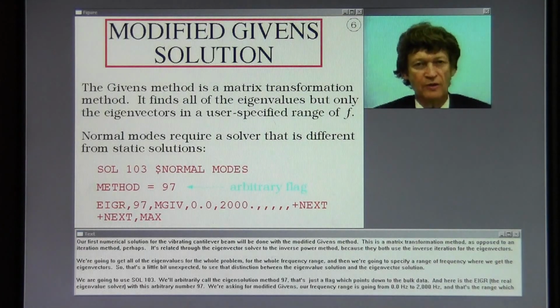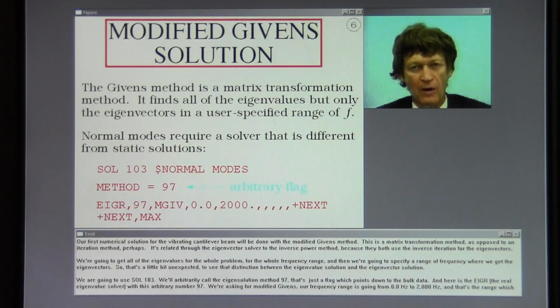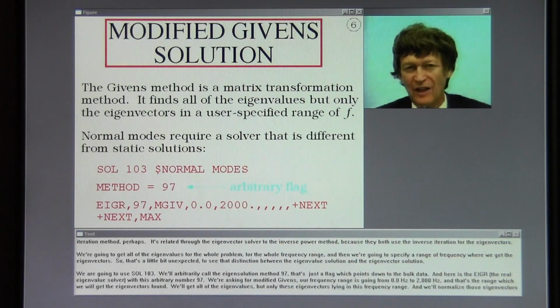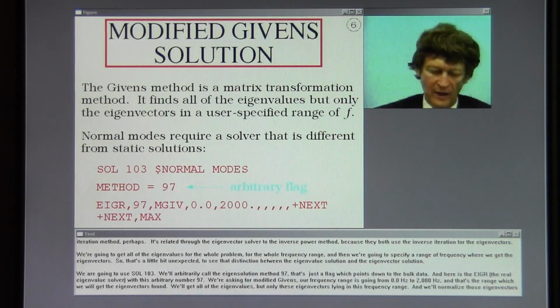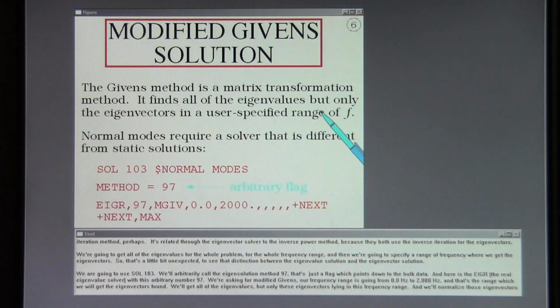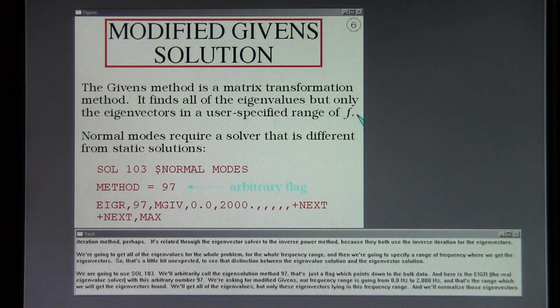Our first numerical solution for the vibrating cantilever beam will be done with the modified Givens method. This is a matrix transformation method as opposed to an iteration method perhaps. It's related through the eigenvector solver to the inverse power method because they both use the inverse iteration for the eigenvectors. We're going to get all of the eigenvalues for the whole problem, for the whole frequency range, and then we're going to specify a range of frequency where we get the eigenvectors. So that's a little bit unexpected to see that distinction between the eigenvalue solution and the eigenvector solution.